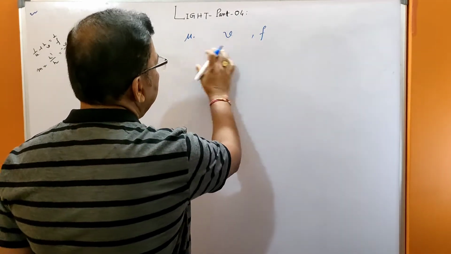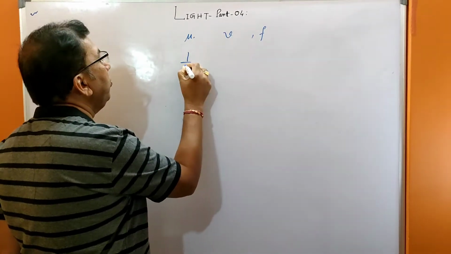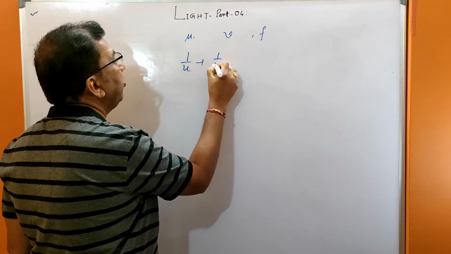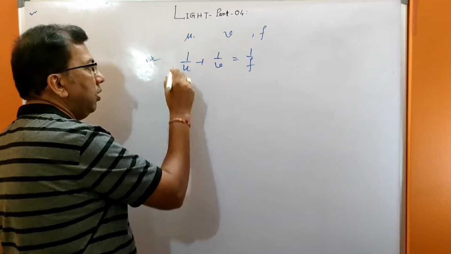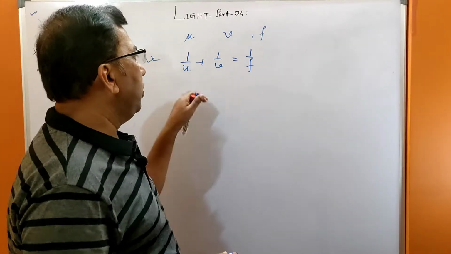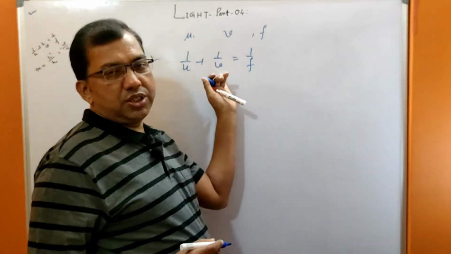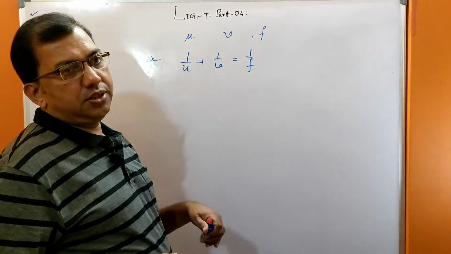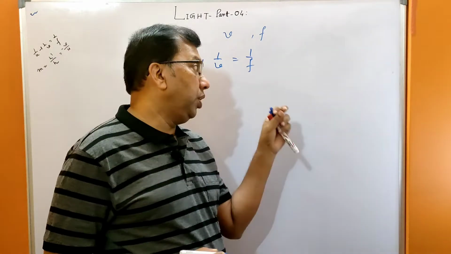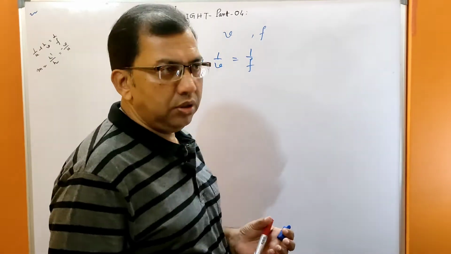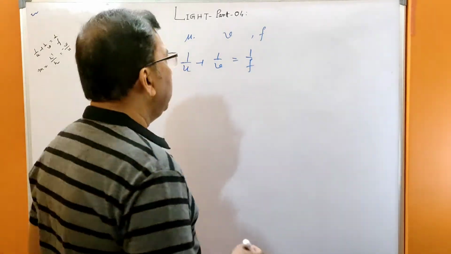Then by using the relation we can write the mirror formula: 1 by u plus 1 by v equals 1 by f. This is the mirror formula. By using this we can easily find out the focal length, the image distance or the object distance, and also the power of the lens, which is measured in diopters. Power P equals 1 by f. The power of the lens we can easily determine.